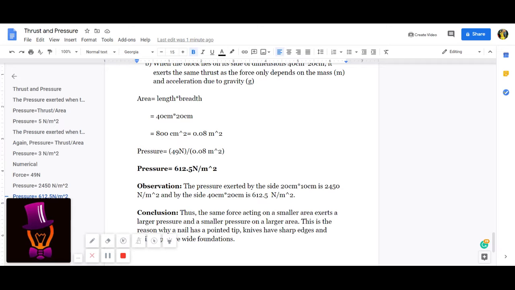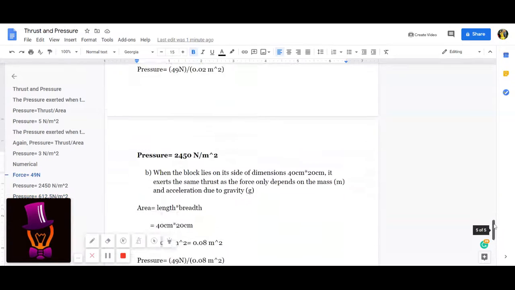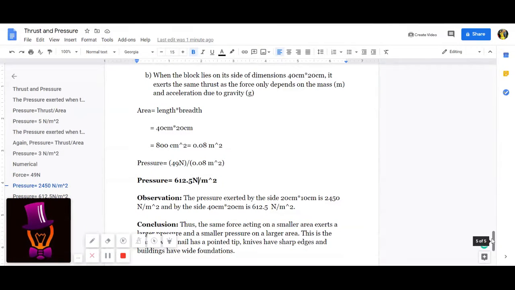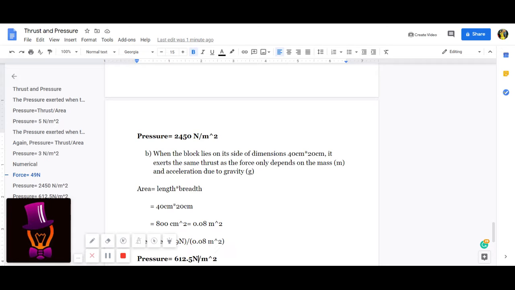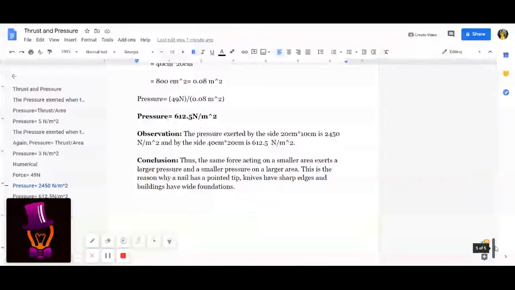Observation: the pressure exerted by the side 20 centimeter into 10 centimeter is 2450 Newton per meter square. We just calculated it over here. And by the side 40 centimeter into 20 centimeter it is 612.5 Newton per meter square. We have calculated that over here.